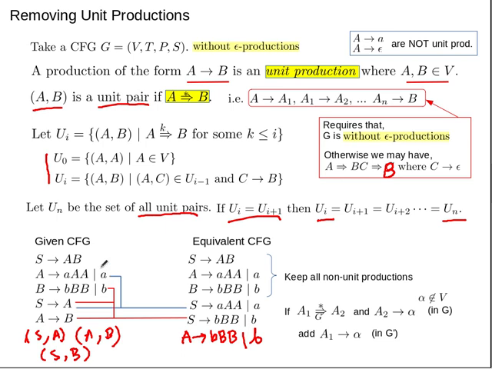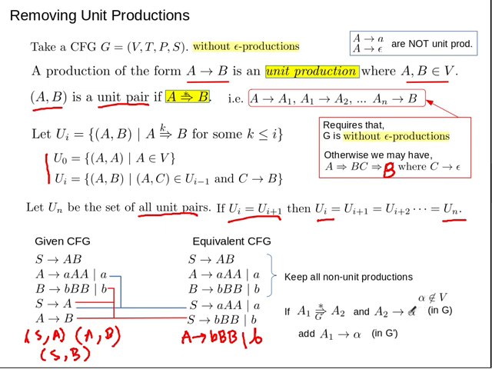So now this thing is equivalent to this thing, right? So what are we doing exactly? If you see what we did here, we kept all the non-unit productions, and if we have a unit pair A1, A2 in G, and if A2 is going into something which is not just a single variable, some alpha which is either a single terminal or a combination of more than one terminals and non-terminals.